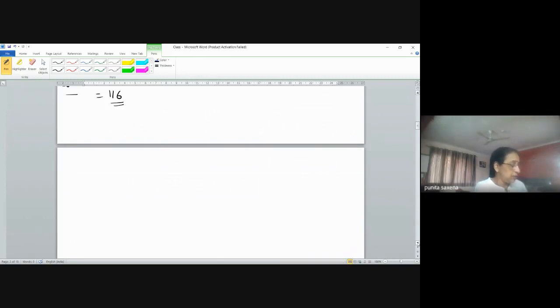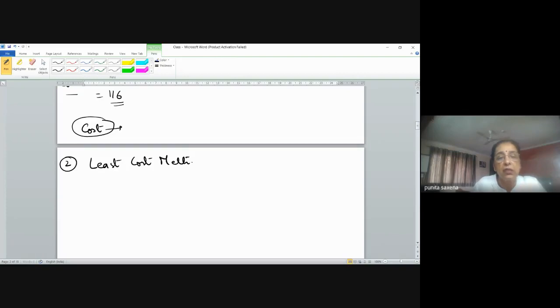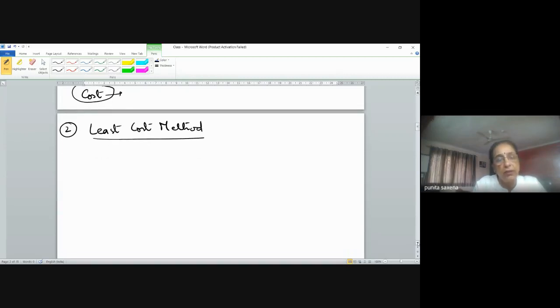So what we do is we move to the next method. Right. Now, the only drawback with the Northwest method is that we have not considered cost of transportation at all while making the allocations. So that's why the second method that we talk of is called the least cost method. Okay. So this method is going to consider the costs as well while making the allocations, right?